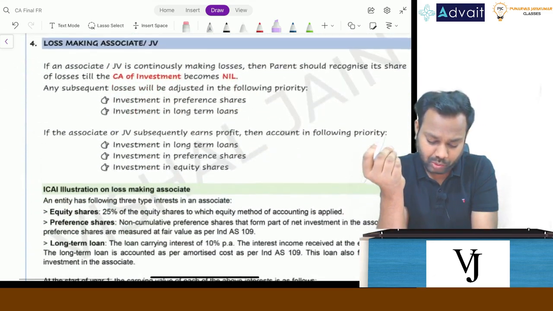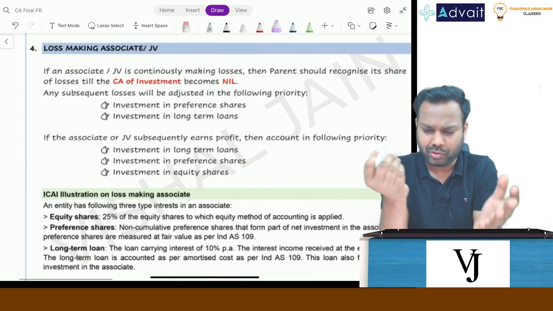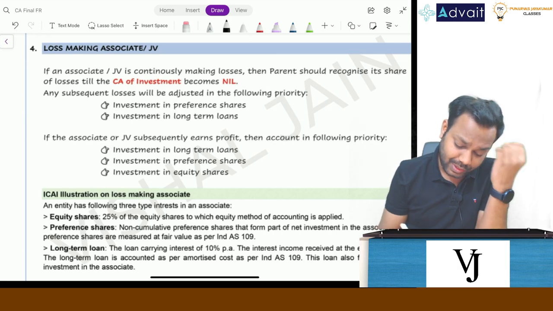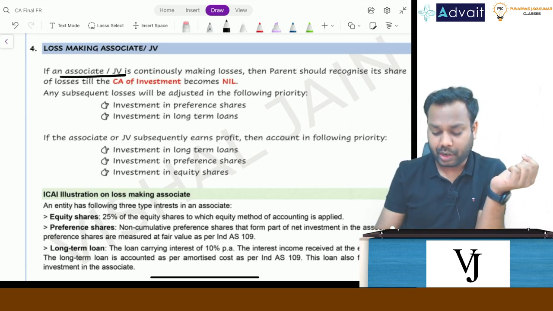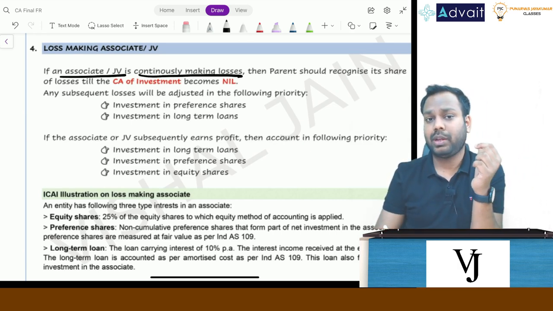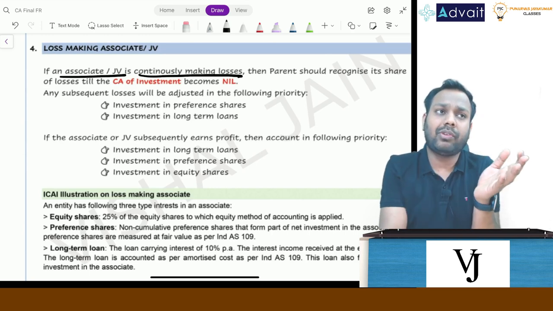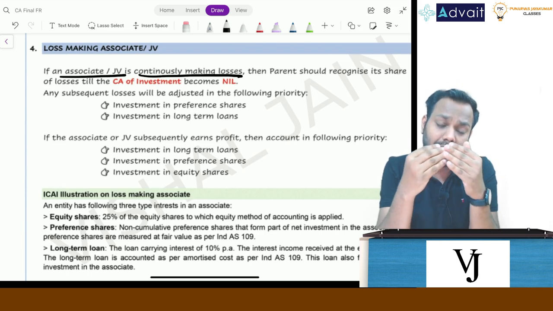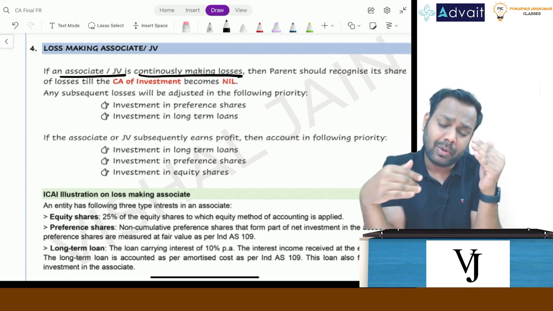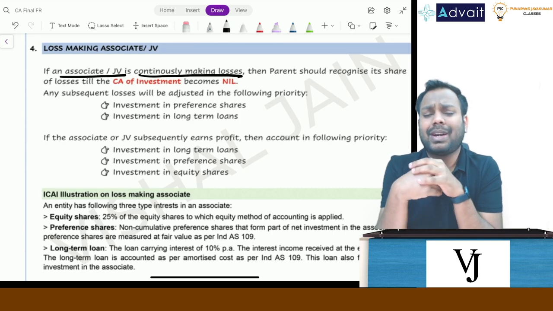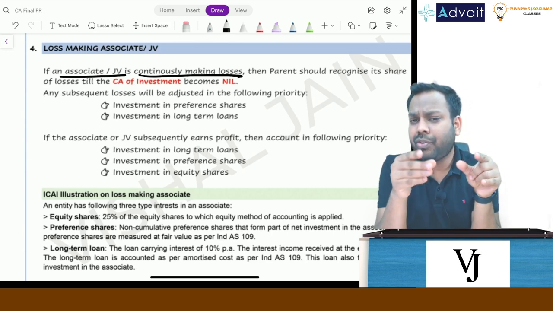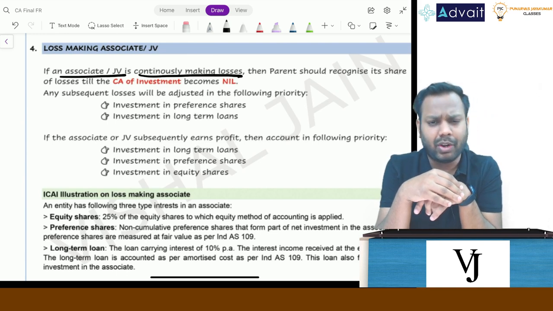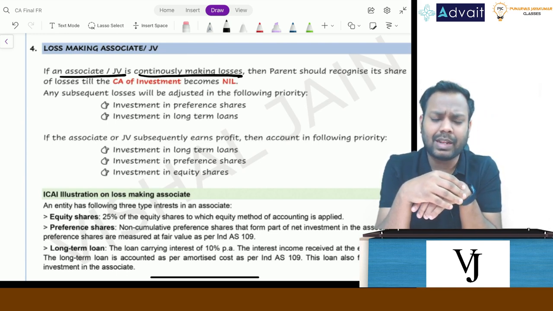Now moving on to loss making associate or joint venture. This concept is very easy to understand. It says if there is an associate or joint venture which is continuously making losses, we'll use the equity method and keep on reducing the value of investments. But a time will come when the value of investment becomes zero and still the associate is making losses. Then what will we do?